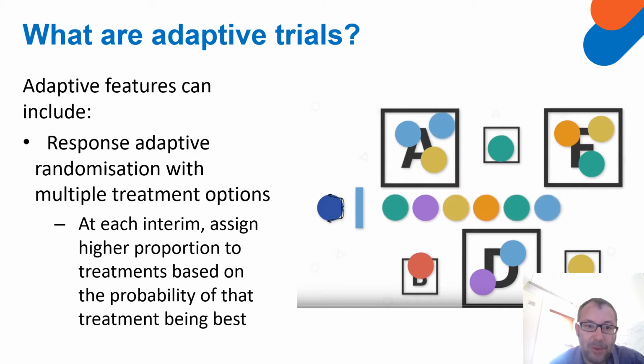In addition to being able to adapt the total sample size of the study, we can also use another adaptive feature which is called response adaptive randomization. And this is especially helpful when we have multiple treatments that we want to evaluate within a given trial. At each of these interim analyses, we assign a higher proportion of new participants to whichever treatments are best. And so we're assigning them proportional to the probability that the treatment is either the best treatment of the treatments being evaluated or the probability that it's better than the standard of care.